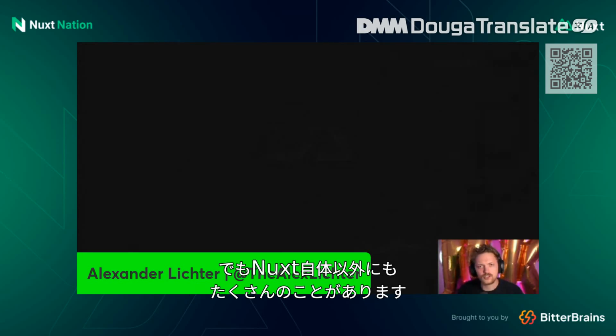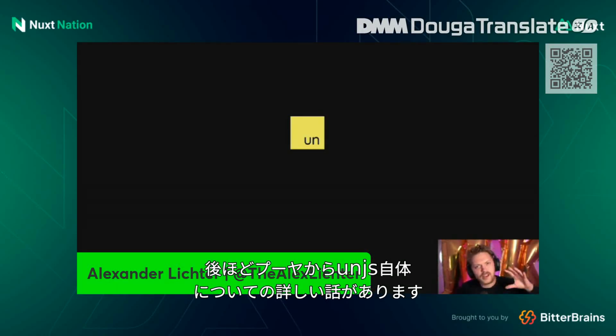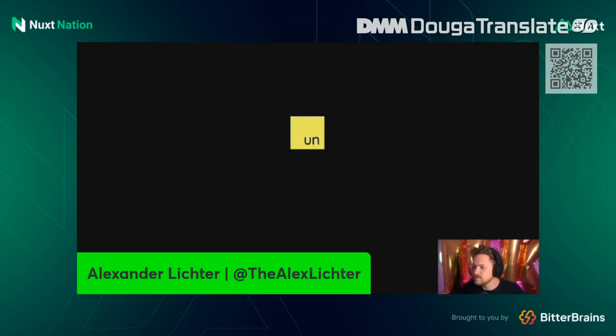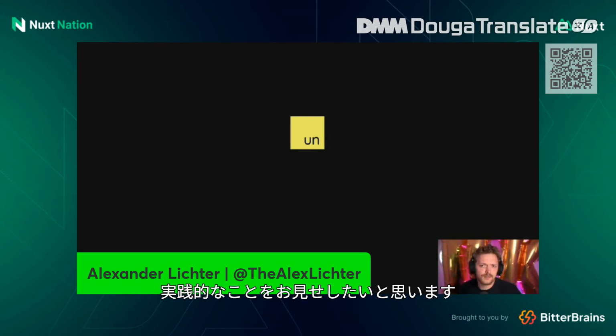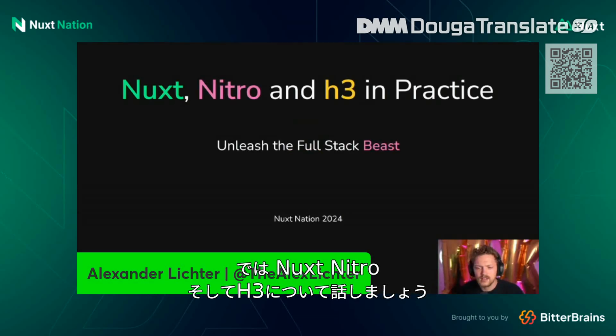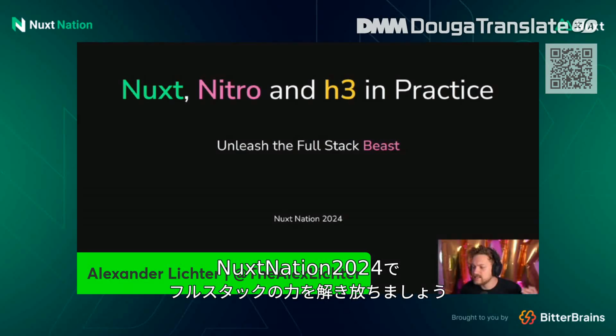But there's so much more beyond Nuxt itself, right? There is this wonderful yellow square with a UN in it, UnJS. And we hear a lot about UnJS itself from Puya later on, right? Though there are a few more things that I want to tell you and do a few more things in practice. So let's talk about Nuxt, Nitro, and H3 in practice, in the real world, so to say, and let's unleash the full stack beast here at Nuxt Nation 2024.